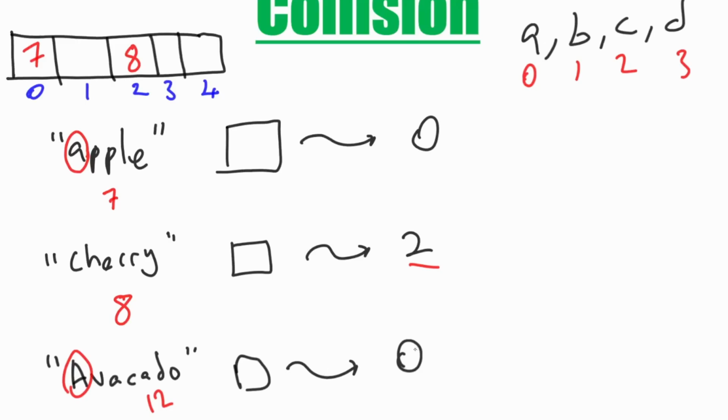So when the hash function gives us 0, we're going to go back to the index 0 and we're going to put 12. Well, we already have a 7 there. So what are we going to do? One thing we can do is to create a linked list in this place. So we can store both 7 and 12. And if we have another collision, we can keep adding to this linked list.